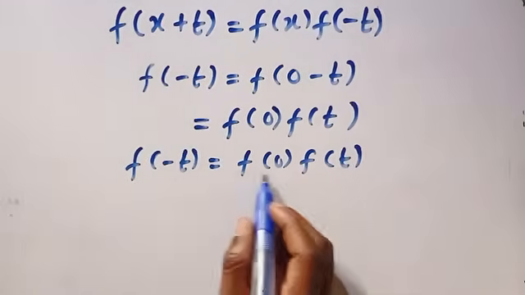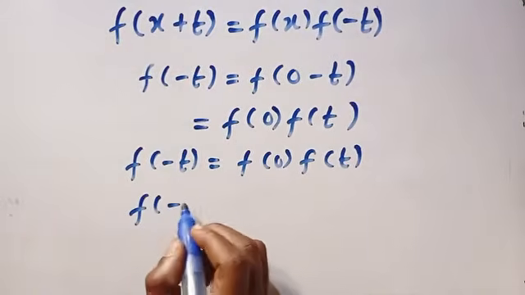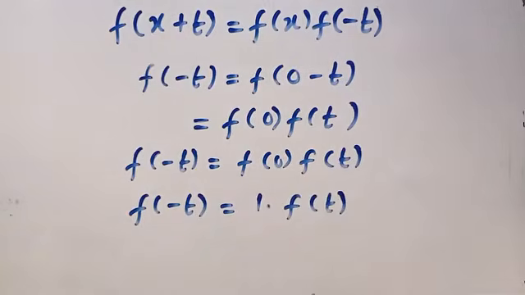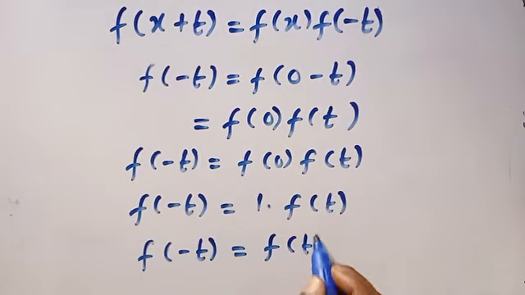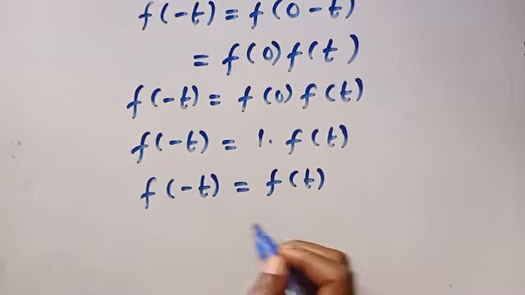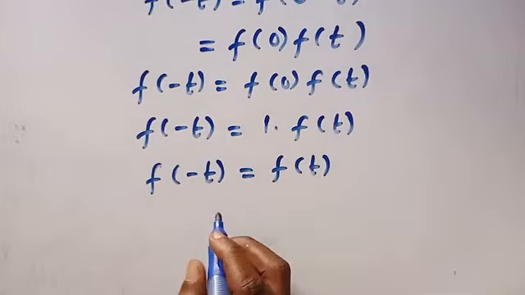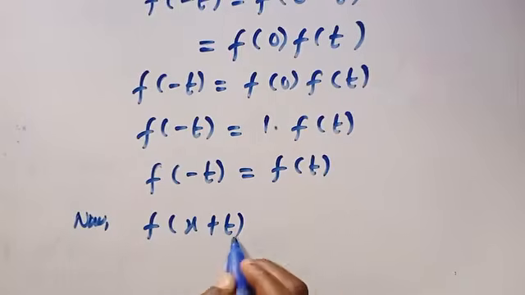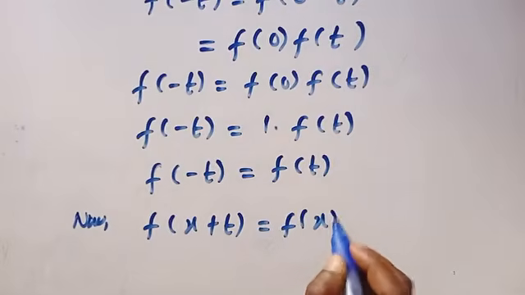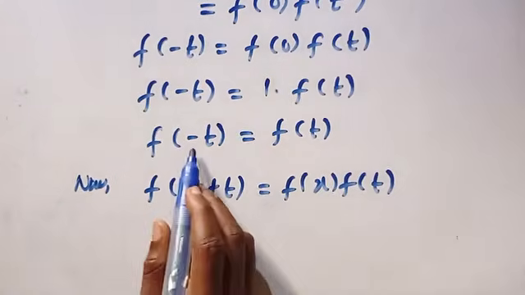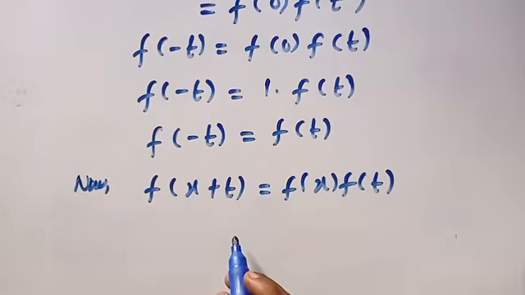But from the above, f of 0 here is 1. So f of minus t equals 1 multiplied by f of t, and 1 multiplied by f of t is f of t. This shows that f is an even function. Alright, so f is even, with this proof. Next, we now have f of x plus t equals f of x multiplied by f of t, since f of minus t equals f of t.